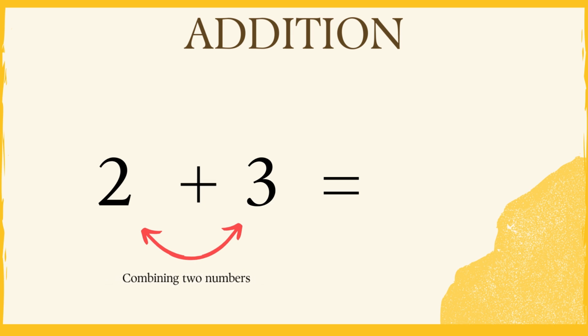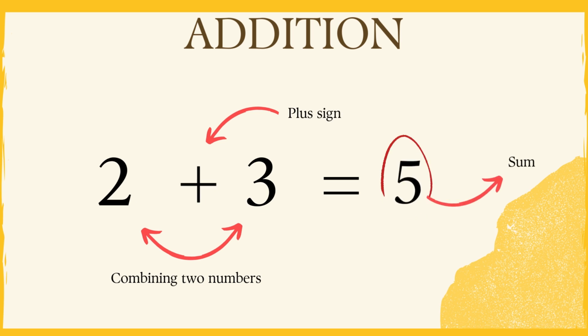This is combining two or more numbers together to get a new total. The symbol used in addition problems looks like a cross and is called a plus sign. The total for addition is called the sum. Other common words used in addition problems are add, plus, or combine.